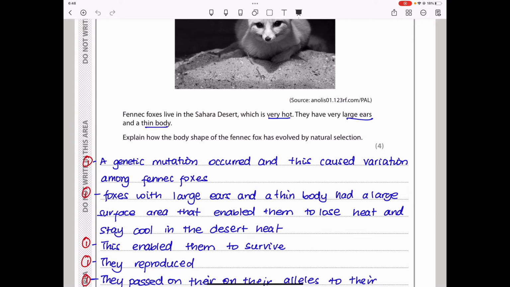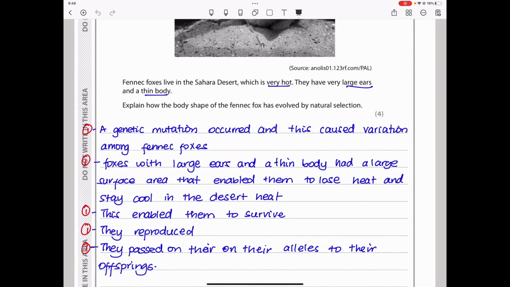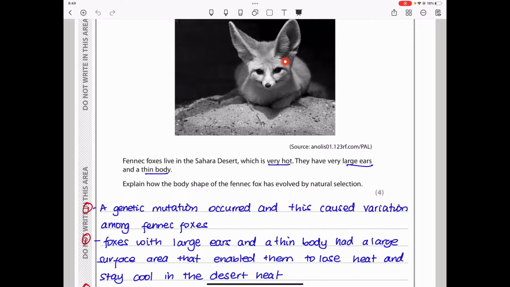So natural selection, or any question asking you to reason in terms of natural selection, is requiring the same thing. A mutation occurs, variation is created, and then survival of the fittest will go on after that. So I say a genetic mutation occurred in this, and it caused variation among fennec foxes. Foxes with large ears, as you can see, this one here has those large ears.